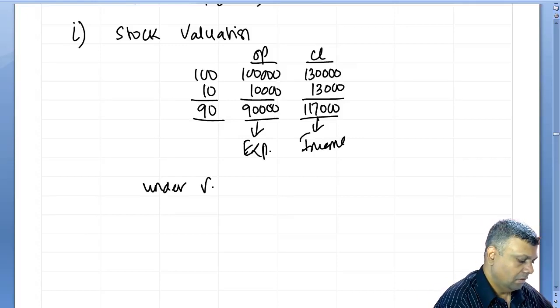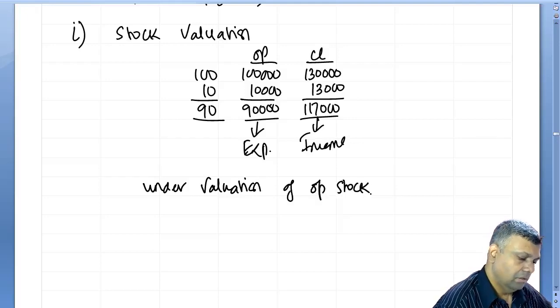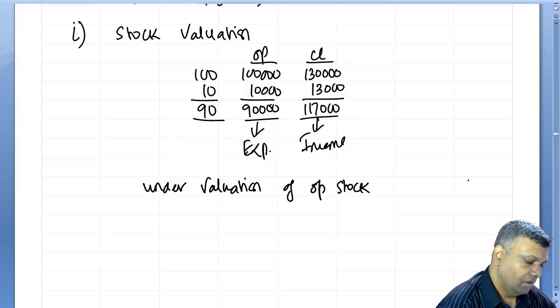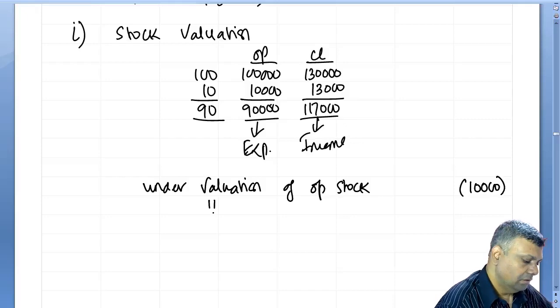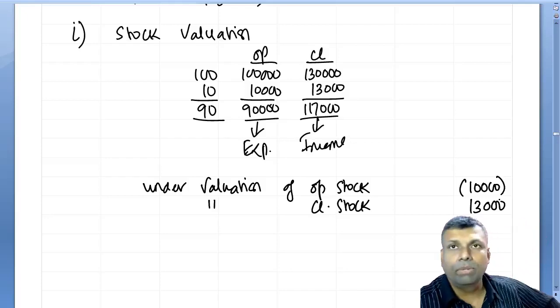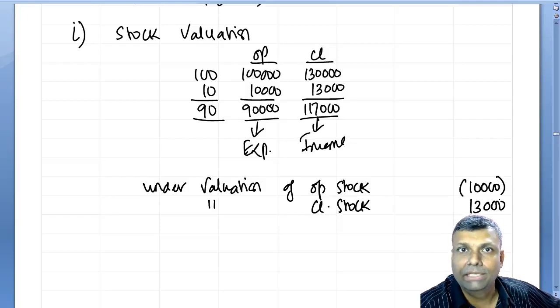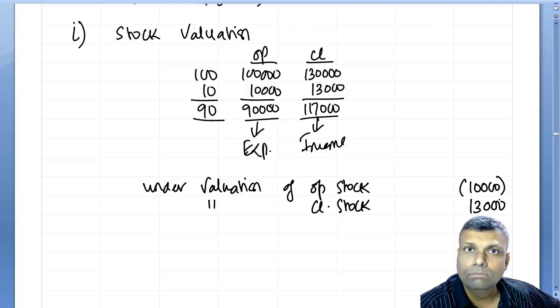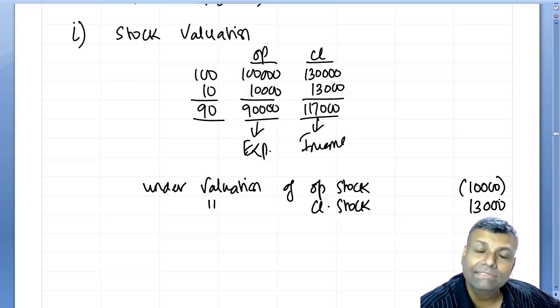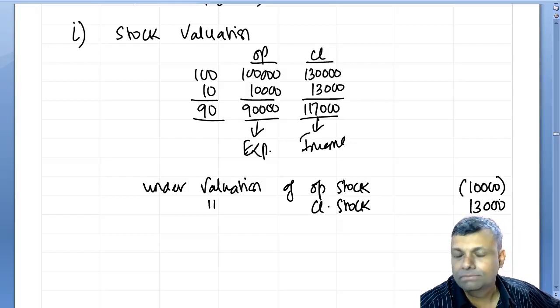So undervaluation of opening stock, that is your expenditure. So you have to reduce 10,000. And undervaluation of closing stock, you have to increase the profits by 13,000 rupees. Because my question, I have started with profit as per P&L. So I have to increase the income by the closing stock figure and decrease the income by the opening stock figure.